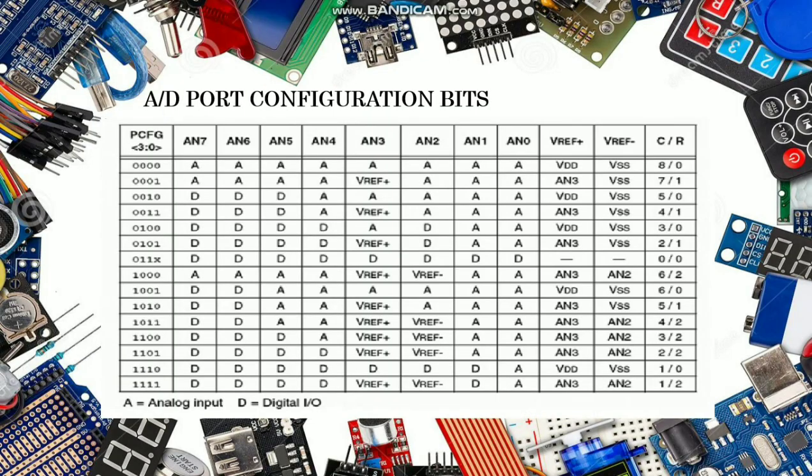This table refers to port configuration. In this table, A refers to analog, D refers to digital. So for AN, when you have a voltage reference, you can set the binary numbers in the registers according to the configuration.